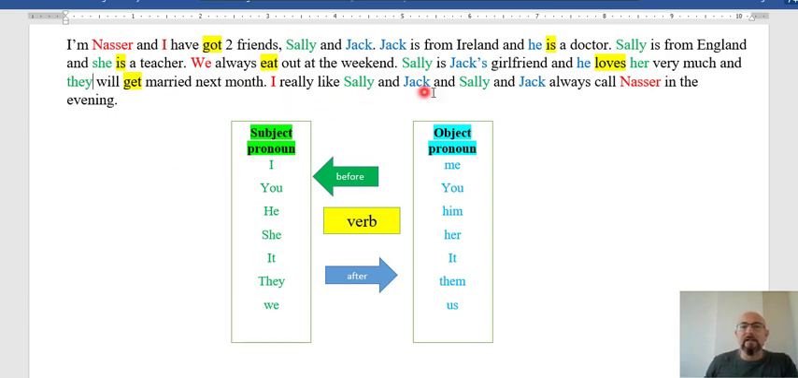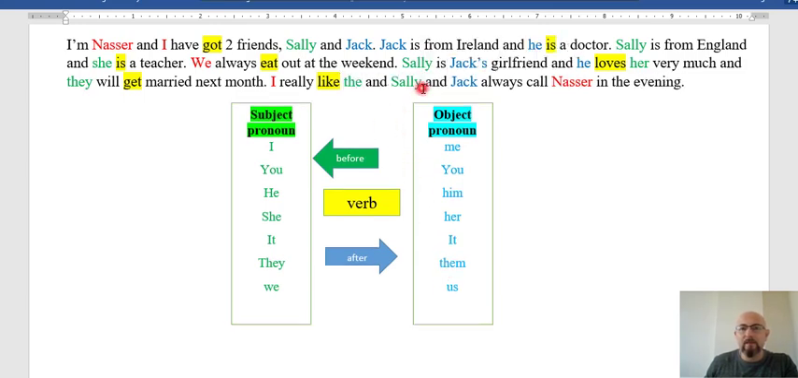I really like Sally and Jack. I really like, so this is the verb, and after the verb, they or them? After the verb, so them. I really like them. And Sally and Jack always call. Here call is the verb. I really like them, here we have a comma, so this is a different sentence. And before the verb, they always call Nasser. I am Nasser. So they call I or me after the verb.